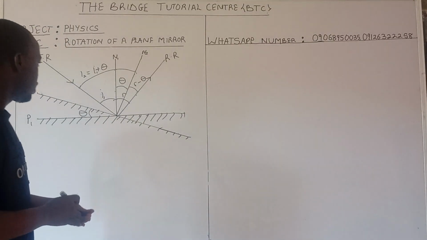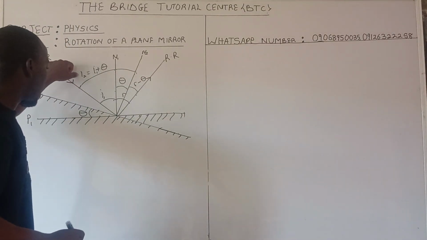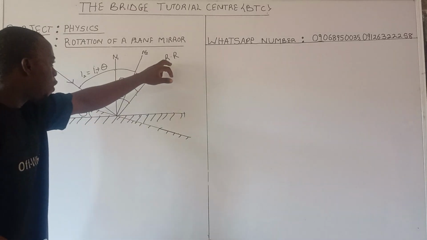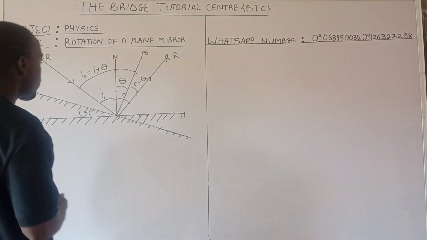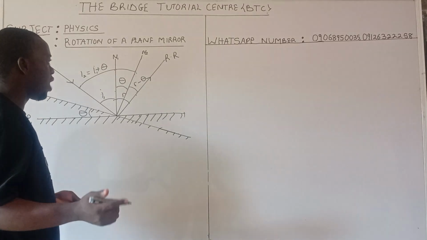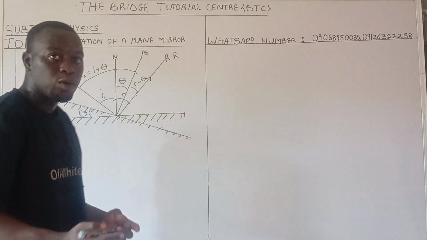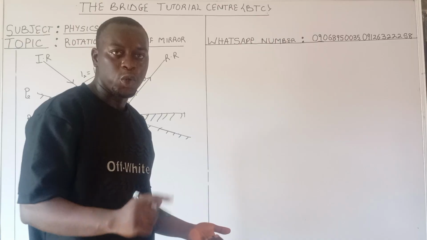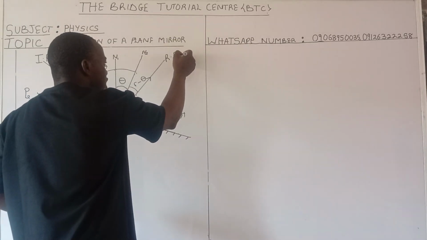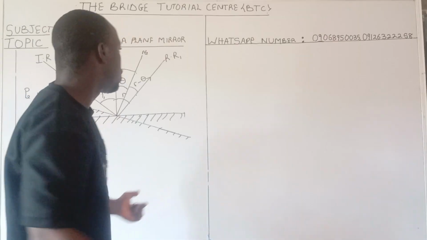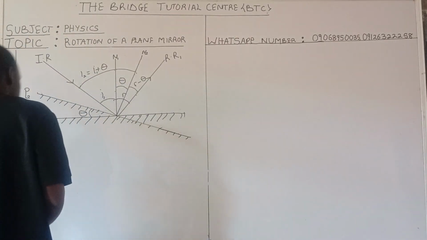So what's the next thing? Since our angle of incidence has changed, our angle of reflection must also change. Okay? And what's the angle of reflection? We all know that the angle of reflection is the angle between the normal and the reflected ray. But the first thing is that this is our reflected ray 1. What about our reflected ray 2? It will also change.